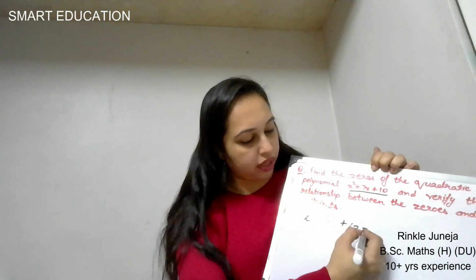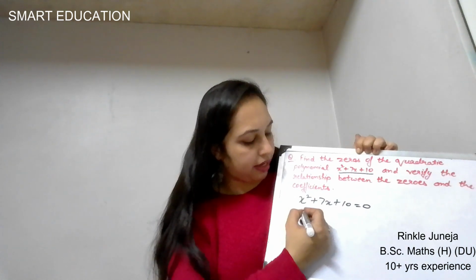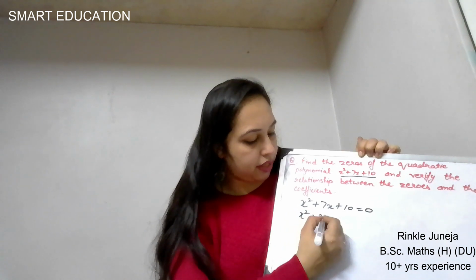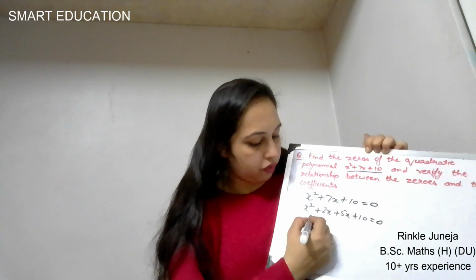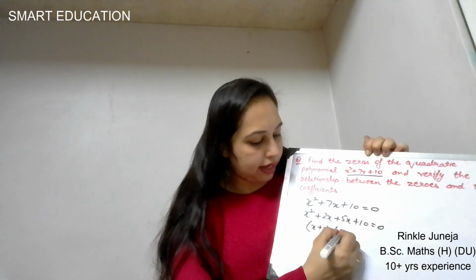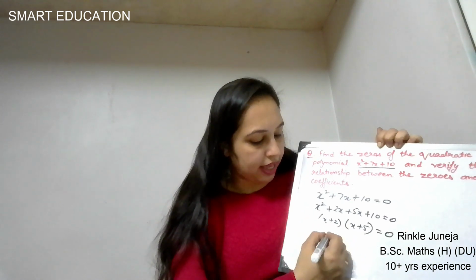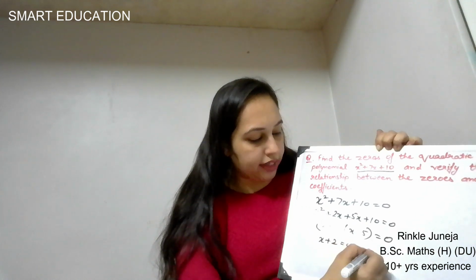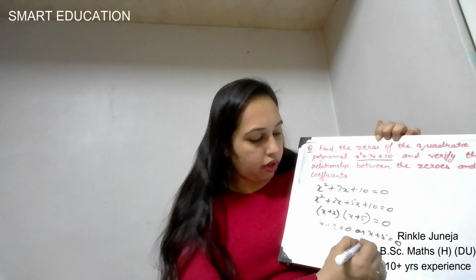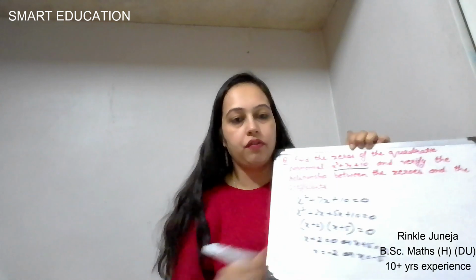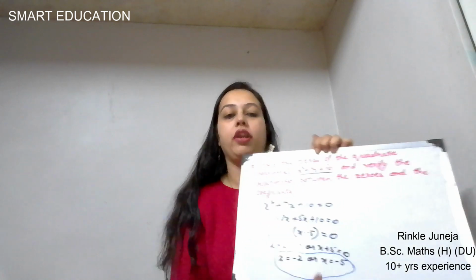Let's put it equal to 0 so that we can find the value of x. Then we'll do the middle term splitting. We'll get x square plus 2x plus 5x plus 10 is equal to 0. So we get x plus 2 and x plus 5 equals 0. So x plus 2 equals 0 or x plus 5 equals 0. So x is equal to minus 2 or x equals minus 5. So these are the values of the roots of this polynomial.